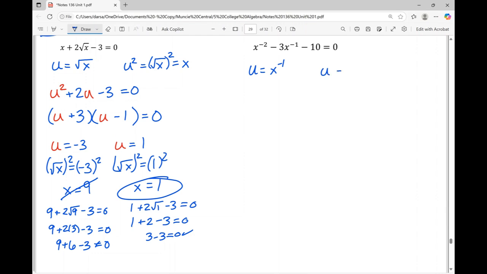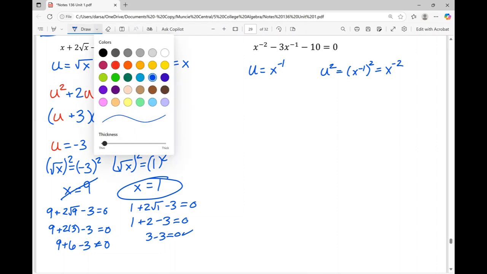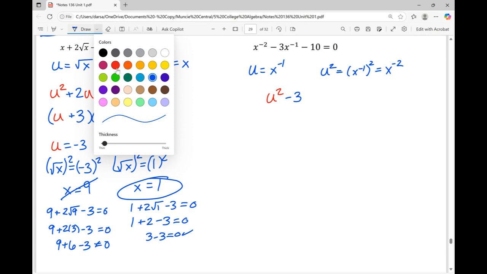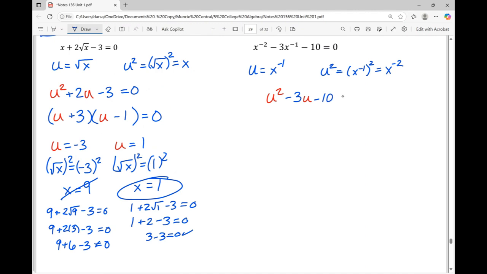So then what is u squared going to be? If we square both sides, we get x to the, well, 2 times negative 1 is negative 2. So where we see an x to the negative 2, we sub in a u squared. Where we see an x to the negative 1, we can sub in a u. Looking at this original equation, that will give us u squared minus 3u minus 10 is equal to 0. Now, this is a much easier thing to look at, and we can factor this.